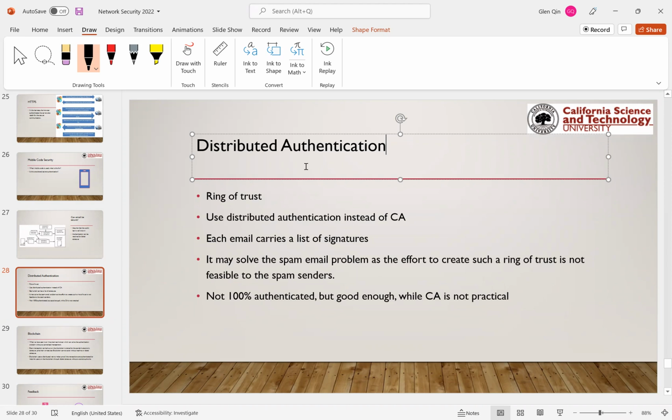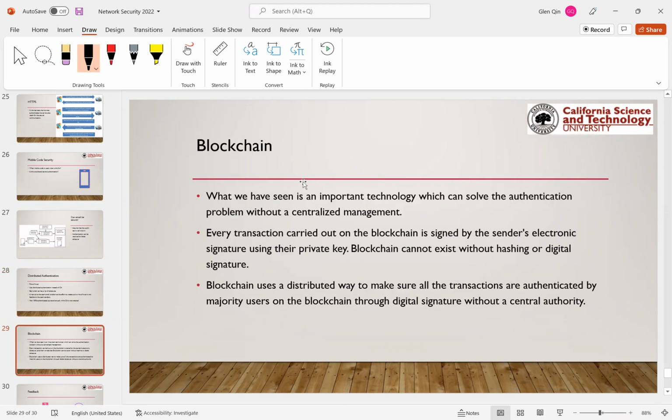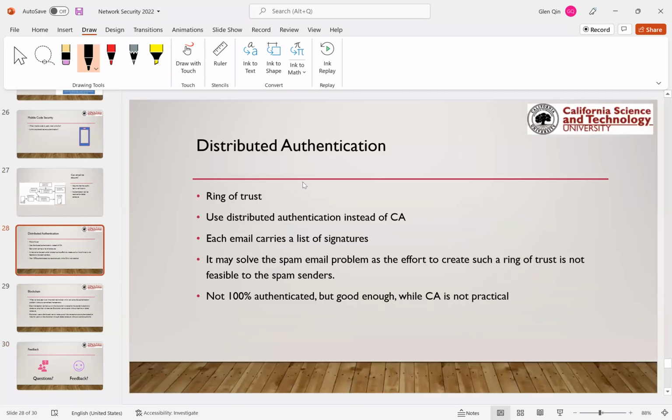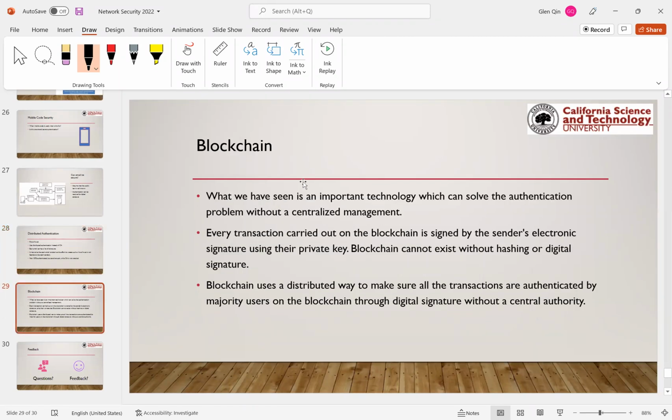So the idea I want to talk about today is three things. Okay, I didn't really talk about integrity. I said three things you have to keep in mind, right? First one, confidentiality, authentication, integrity. Now, how do we do integrity? Integrity basically uses digital signature. Because you sign it, people cannot change it. You have a digital signature. That keeps integrity. But our focus today is really to get to blockchain. So the blockchain has been seen as an important technology which can solve the authentication problem without centralized management. So that's what the blockchain is about.